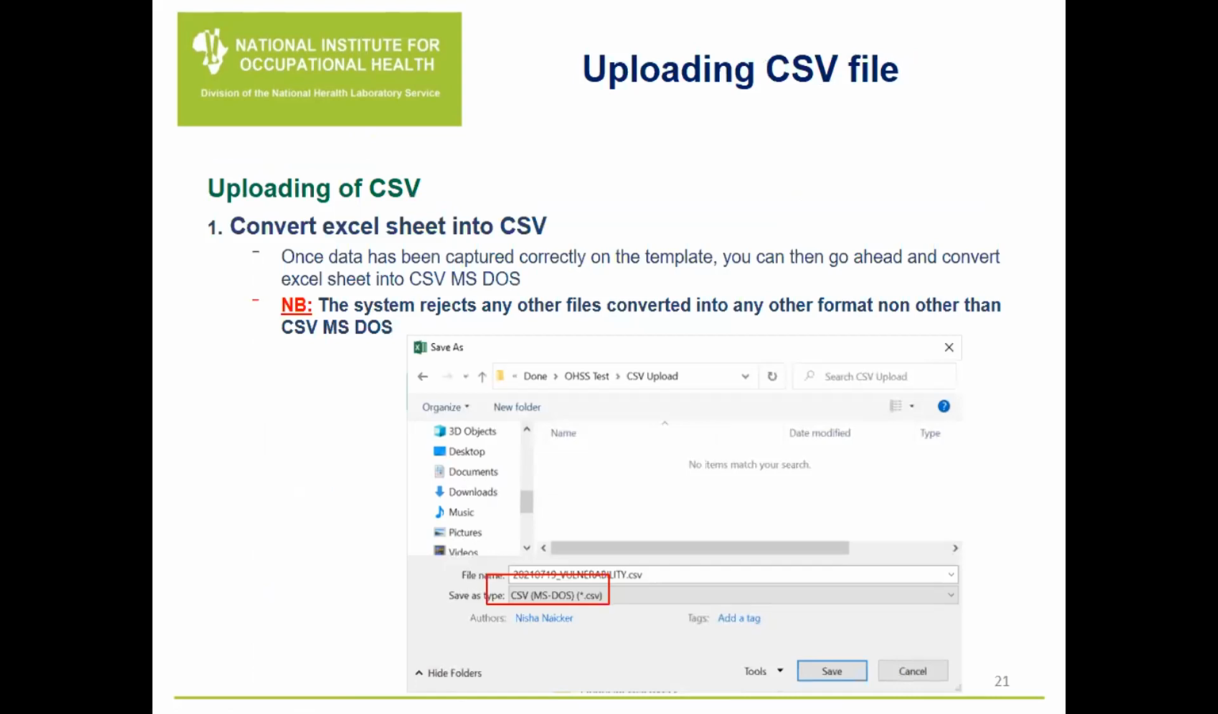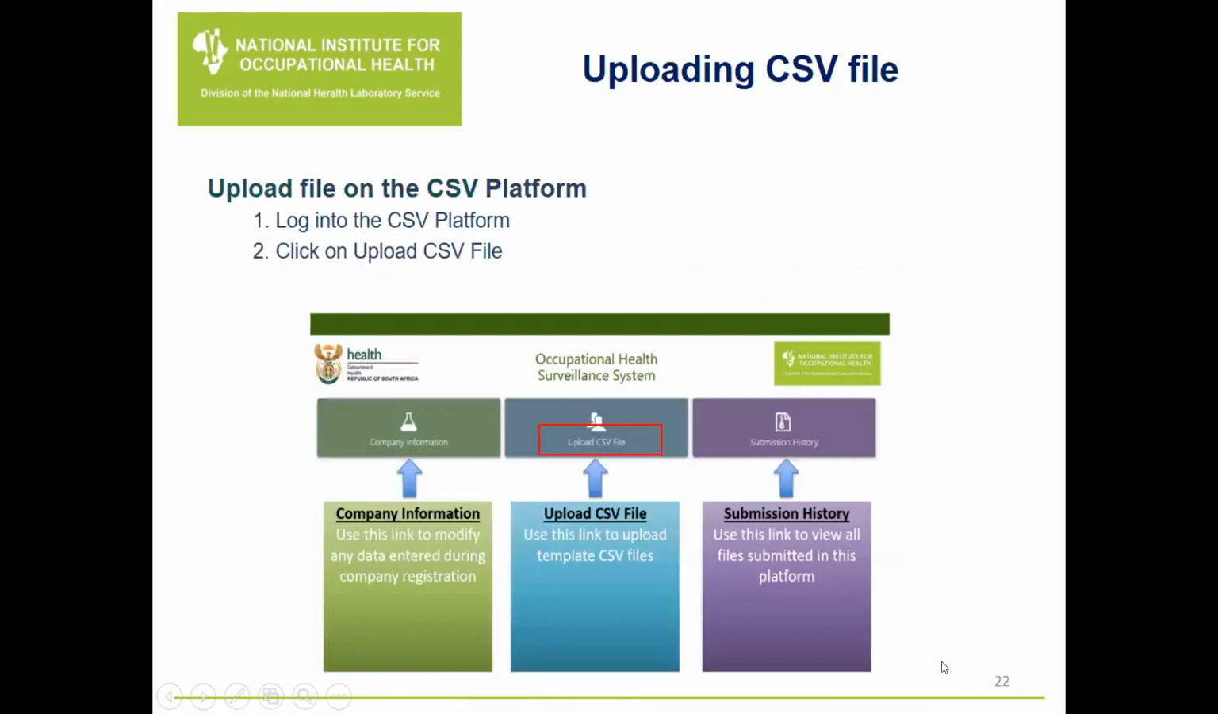You convert it into CSV MS-DOS. I have marked it red here. So this is the option you select when you save your sheet as CSV, the CSV MS-DOS. If it's converted to any other CSV type, the system will reject it.